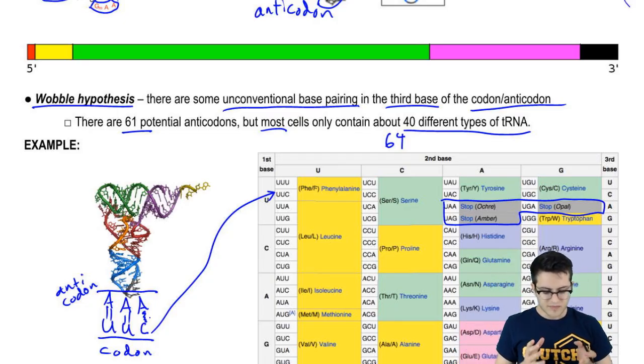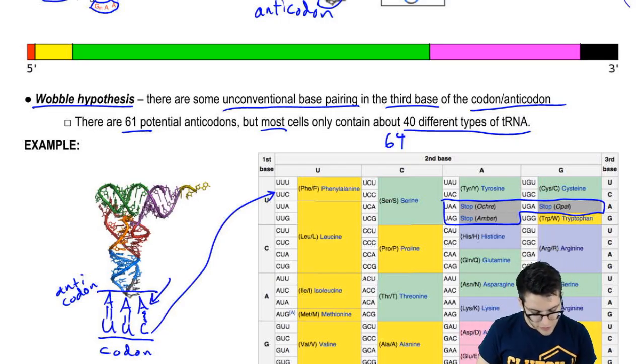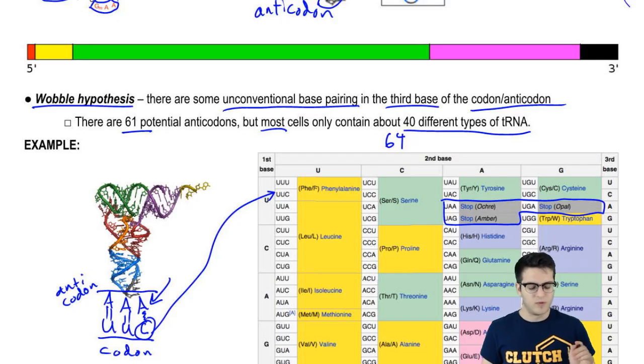So that is the Wobble hypothesis, that third base of the codon-anticodon can actually have an imperfect match to what the base is on the codon. So that means that we don't need a tRNA for every single codon there is, that some tRNA will be flexible and be able to bind to more than one codon. Now, let's flip the page and talk about ribosomes.